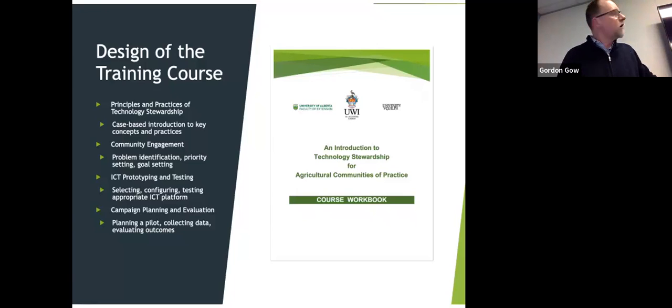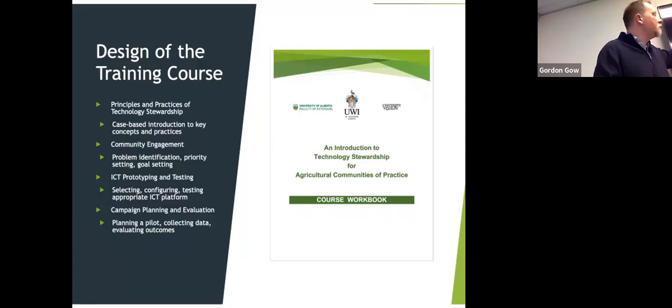And it really revolves around these modules: principles and practice of stewardship. We do the case-based introduction. We do some community engagement work. Extension practitioners are already well trained in community engagement, so we're just adding another layer to that that's more oriented to the technology piece. They're trained in problem identification, priority setting, and goal setting in relation to technology. They're trained in techniques for ICT prototyping and testing with low-cost technologies. So Google, Facebook, social media, we start with simple stuff that's free, easy to use, right? That's where we encourage them to begin. And from there, they can go on up.